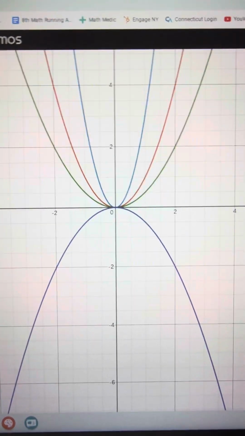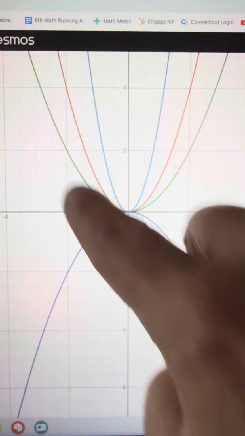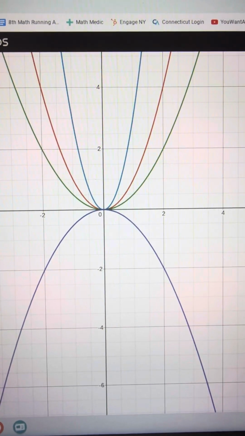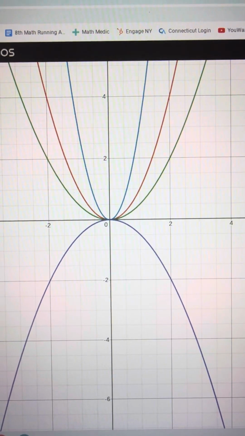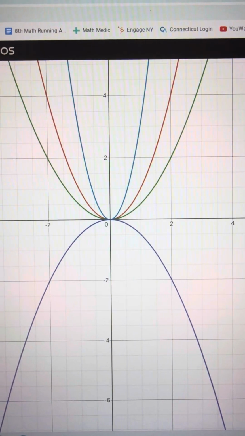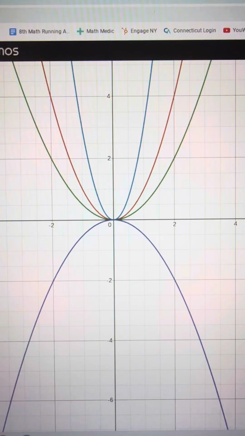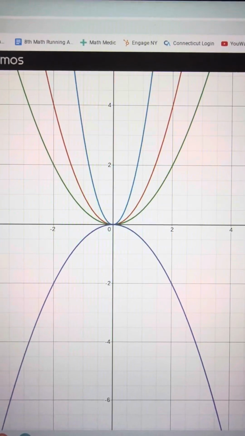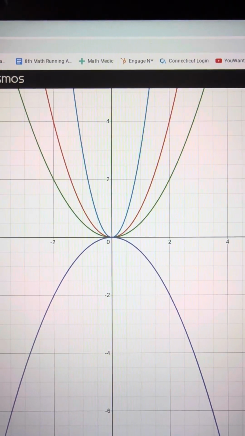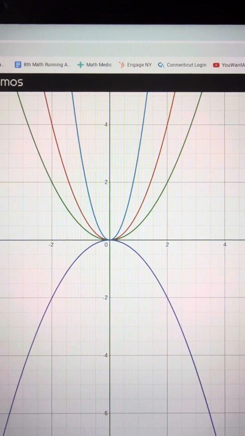And then when we look at the green graph that you see right here, that green graph is a half. So a half, anything greater than 0 but less than 1, compresses it and kind of widens it. All of the graphs, as you can see, go the same direction. So if the a's are positive, that's what it does.